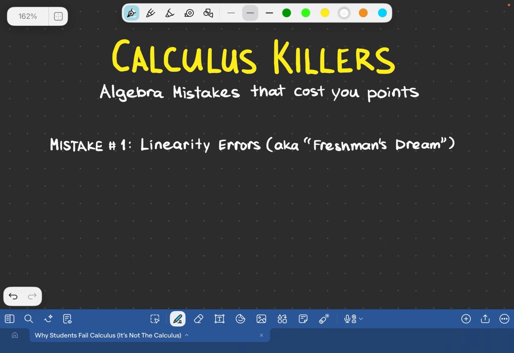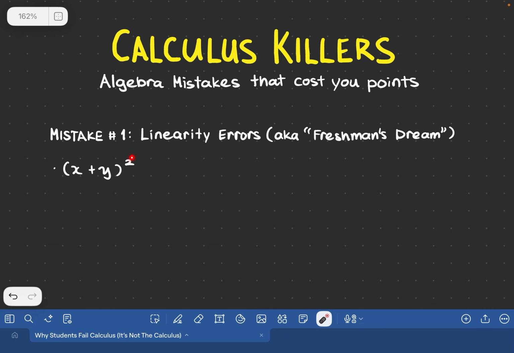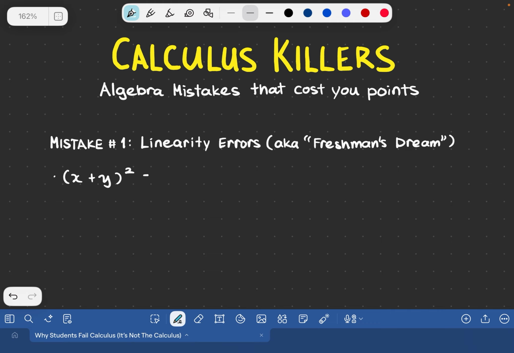Let's have an example. So say we have here x plus y squared. What most students would do is that they would just distribute this square individually on these terms. So they will obtain x squared plus y squared. But this one is incorrect.